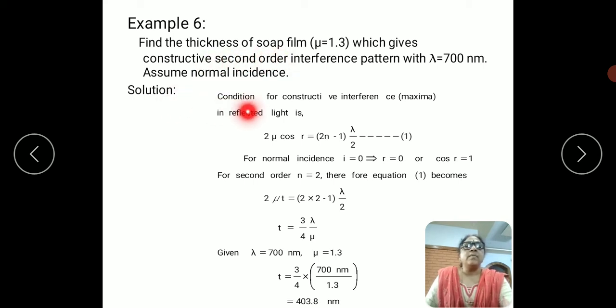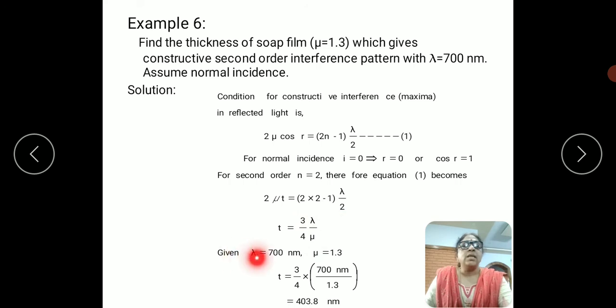For constructive interference, the condition is 2 mu t cos r is equal to (2n minus 1) lambda by 2. Say this is equation 1. For normal incidence, i is equal to 0 and r is also equal to 0, so cos r is equal to 1, and for second order n is equal to 2. Therefore equation 1 becomes 2 mu t is equal to (2 into 2 minus 1) lambda by 2. So t is equal to 3 by 4 lambda by mu.